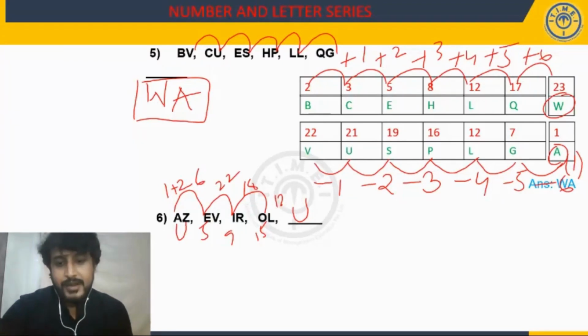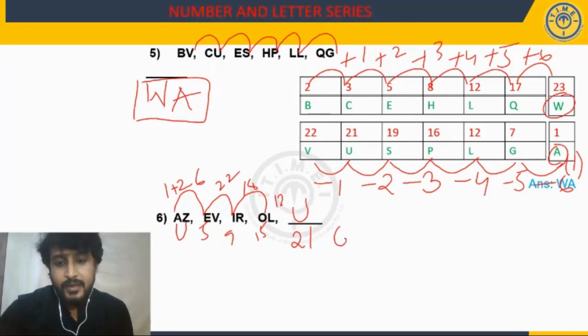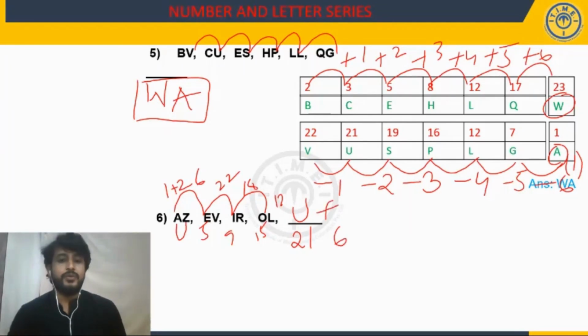So here we have the first letter as what? U. So U's place value is 21. To get the sum 27, which number should be added? 6. So which letter's place value is 6? F. So what is our required answer? U, F.